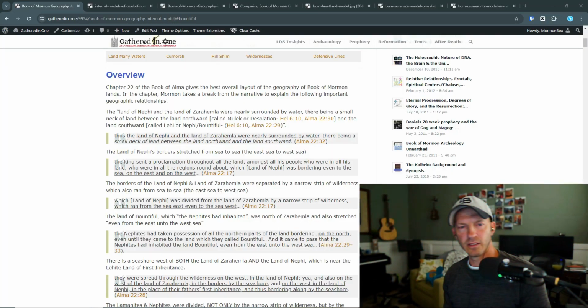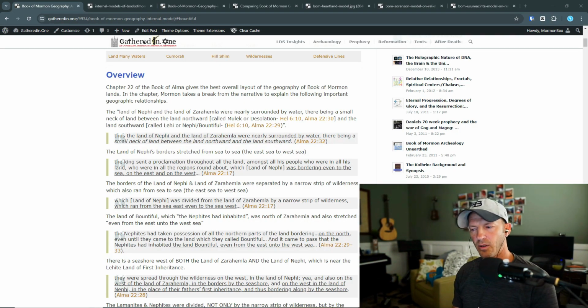The Book of Mormon has one chapter that really gives a basic overview of the geography, right? Chapter 22 of Alma. It's a story where he's talking about the kings of the Nephites and the kings of the Lamanites, and the Lamanite king is sending a proclamation throughout the land, and it gives a great general overview of the land. So let's dive right in and go over the basic overview of what the chapter says and try to compare it to these different models.